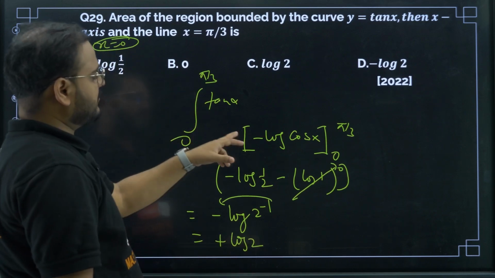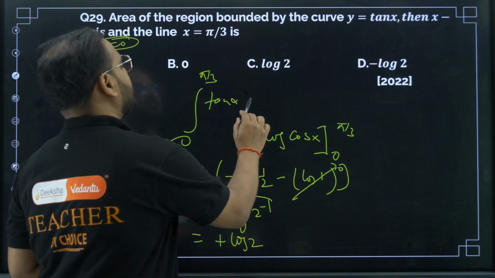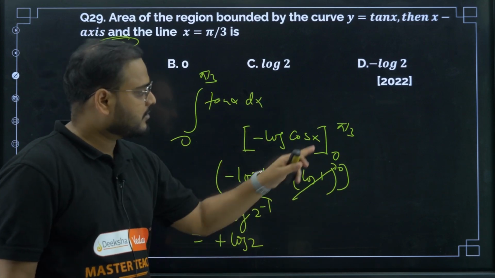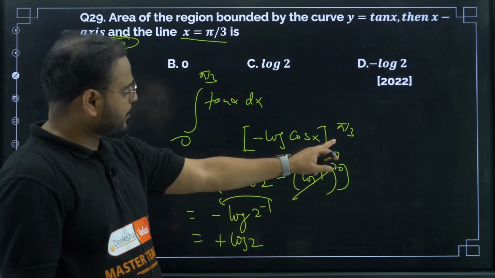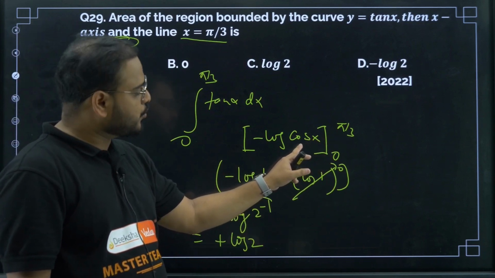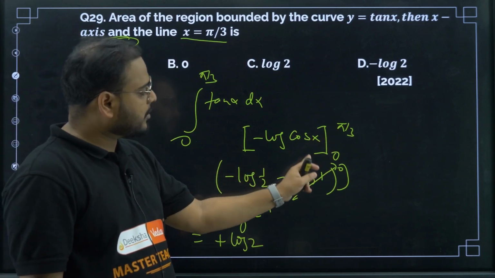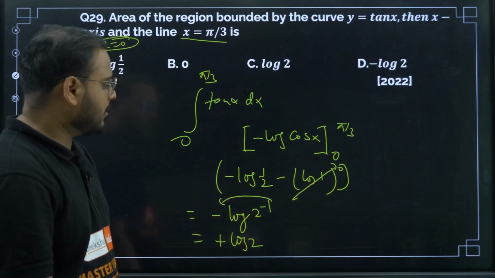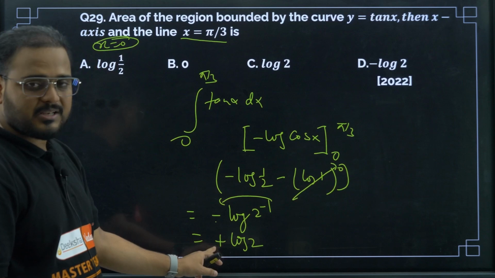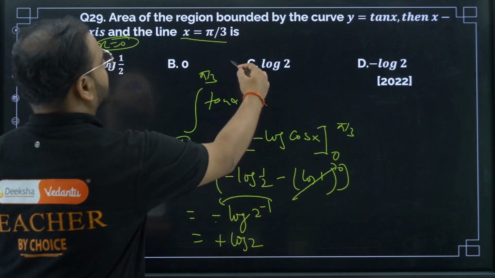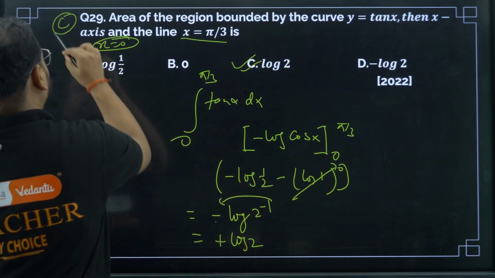Simple, right? The integration of tan x dx is minus log cos x, with limits 0 to pi by 3. Please check. If you put pi by 3 for cos x, it becomes 1 by 2, and if you put 0, you get 1. Log 1 is 0. So 1 by 2 can be written as 2 power minus 1, minus 1 I can take outside, and it will become plus log 2. Option number C.